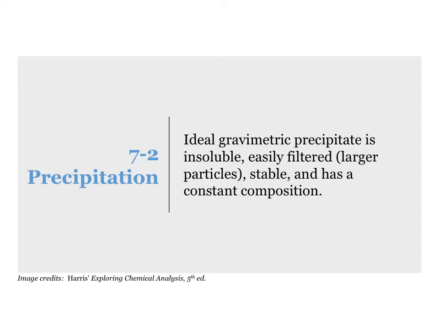In this segment, we're going to talk about the ideal precipitate, which should be fairly insoluble, easy to filter, and have a known constant composition, even when subjected to heating to remove excess solvent. While few substances meet all of these requirements, the techniques described in this section will help optimize each property of an ideal precipitate.